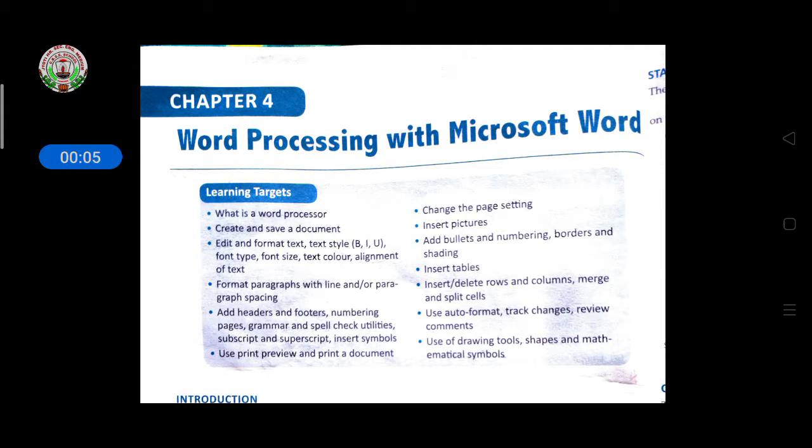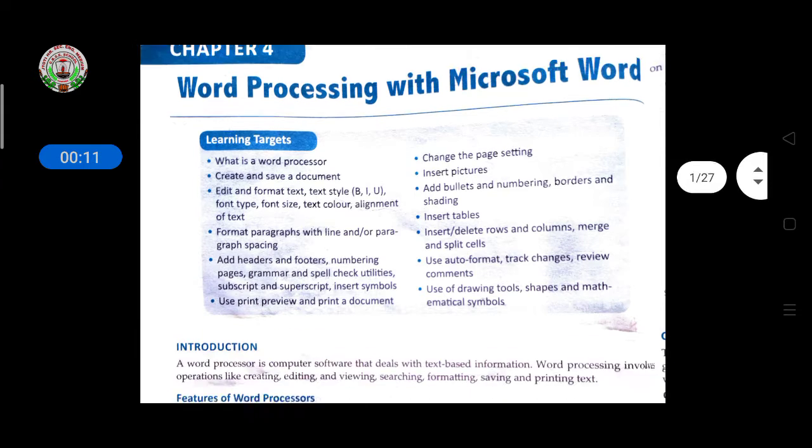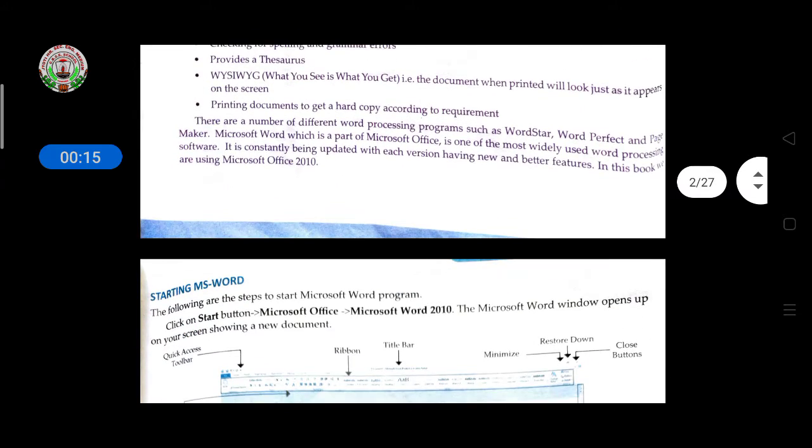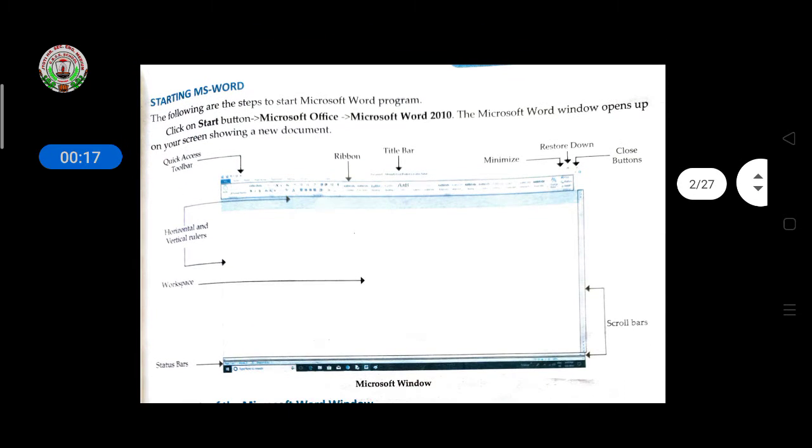So, children, last class we just introduced chapter number 4, word processing with Microsoft Word. And then we discussed the introduction and some features of a word processor. Now, today we'll discuss how to start MS Word.